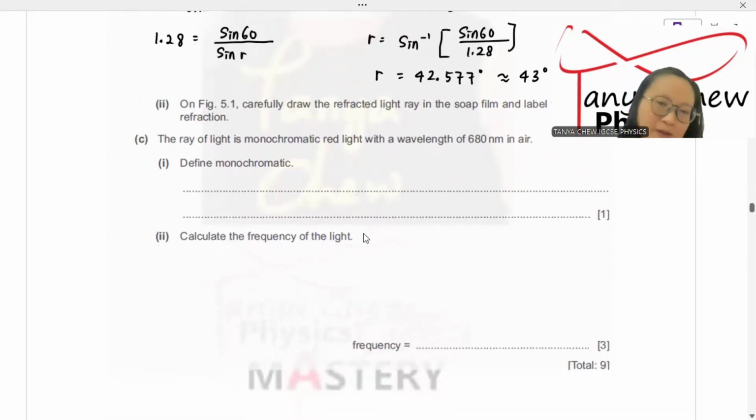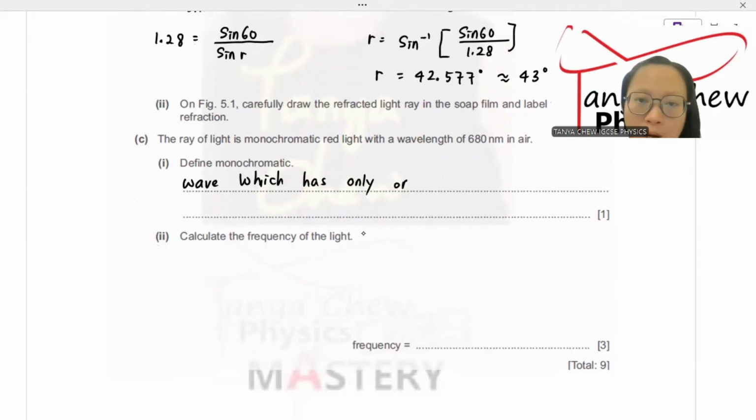Define monochromatic. Monochromatic means the wave which has only one frequency. Done. And calculate the frequency of the light.